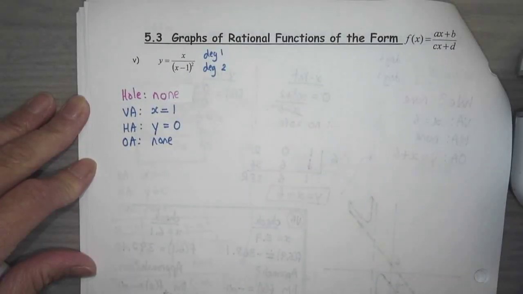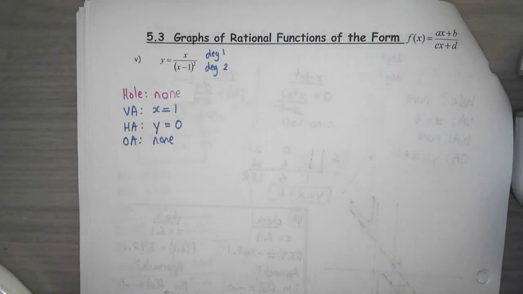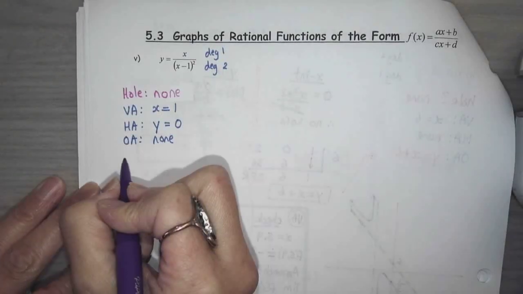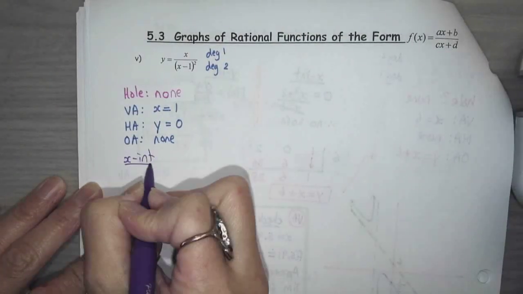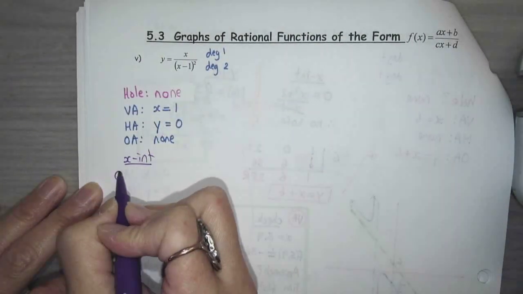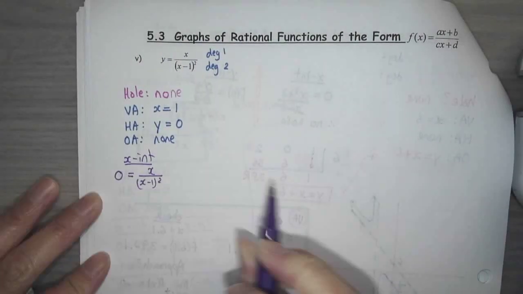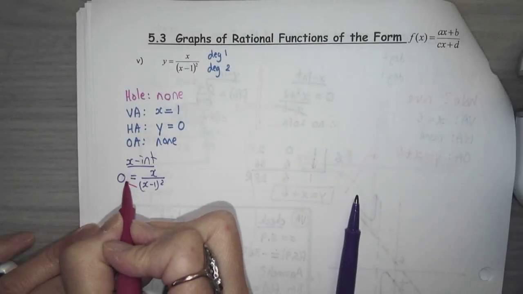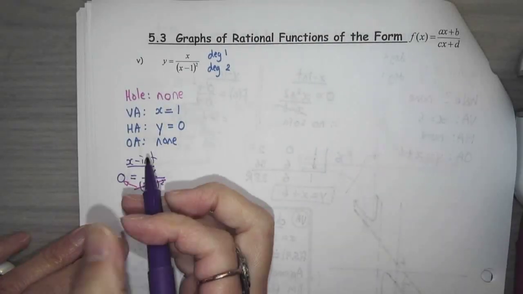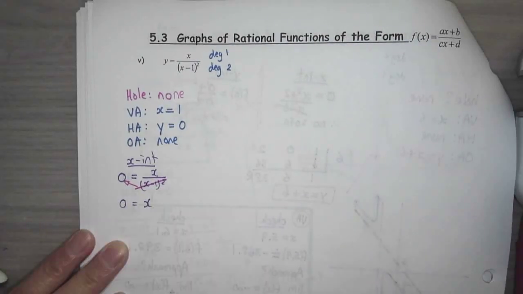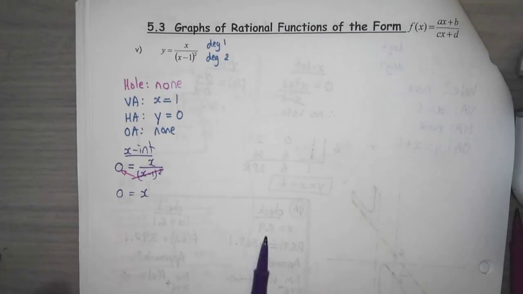Then oblique asymptote, none, because there's already a horizontal asymptote. So we're good there. Now we're going to do the x-intercept and y-intercept. Let's do the x-intercept when y equals 0. So 0 equals x over (x minus 1) all squared. This goes up here, so it's crossed off, and then we get 0 equals x. So I get one x-intercept there.